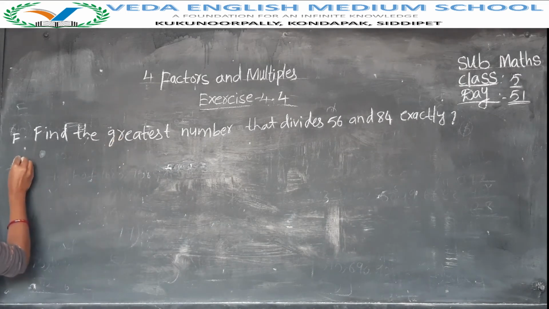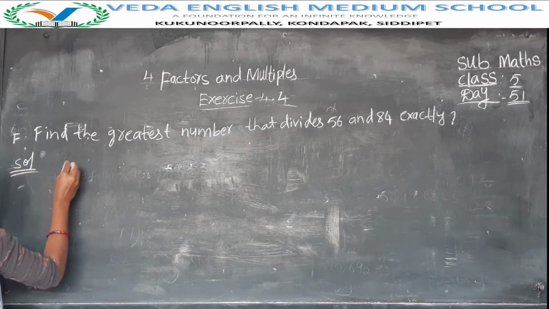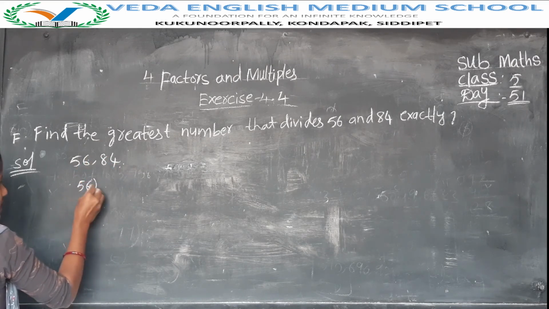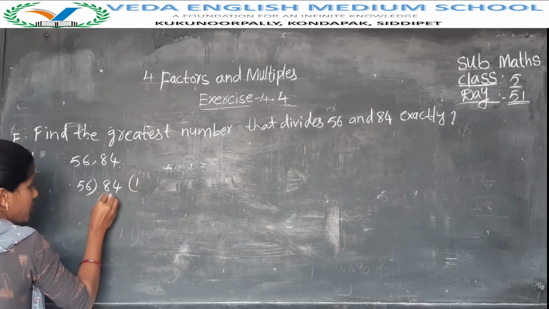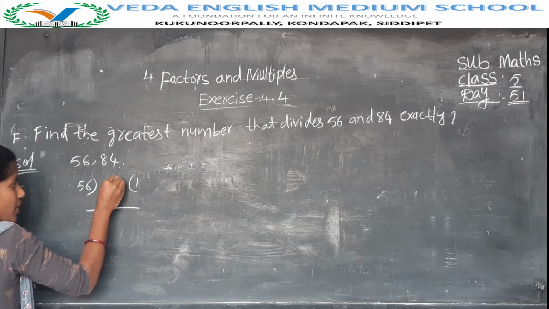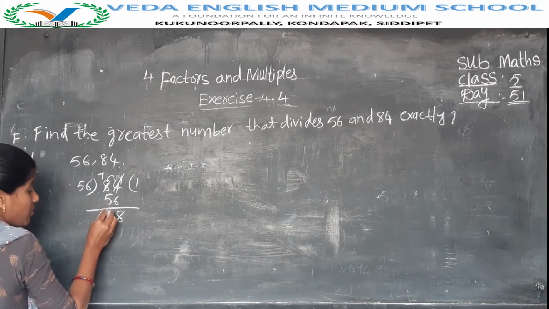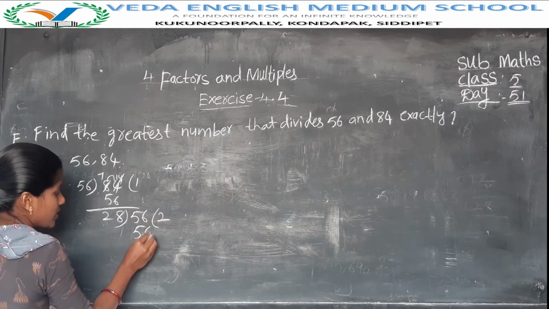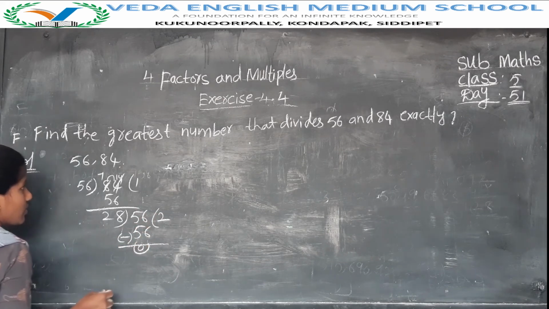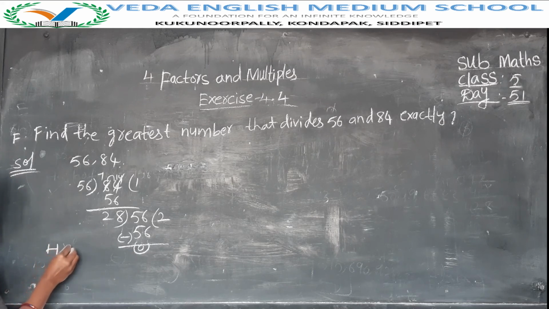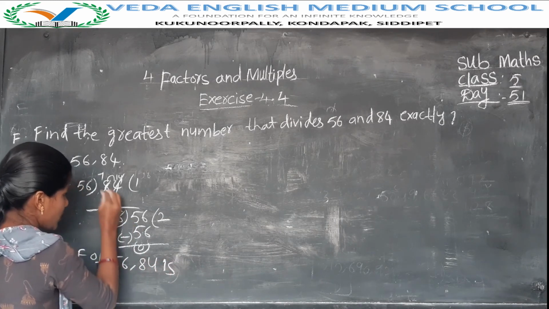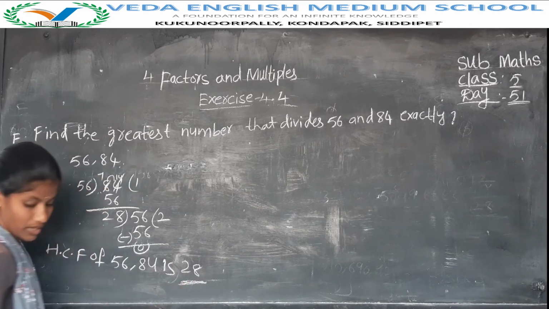Solution. Here they said greatest. Greatest means highest. We have to find the HCF. 56 comma 84. Out of these two numbers, 56 is the smaller number, so 56 as divisor, 84 as dividend. 56 ones are 56. 4 minus 6 not possible. If you take 4, it becomes 14. 14 minus 6 is 8. 8 will become 7. 7 minus 5 is 2. 28. 28 ones are 28. 28 twos are 56. So the HCF of 56 comma 84 is the last divisor, 28. So 28. Next question.